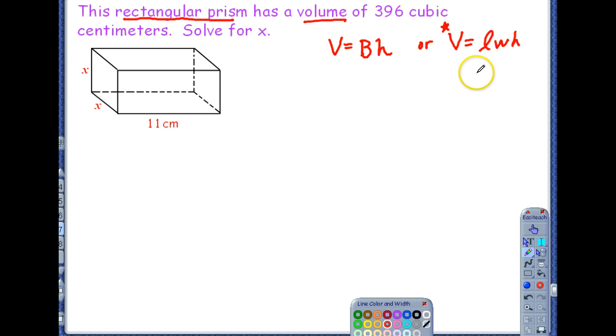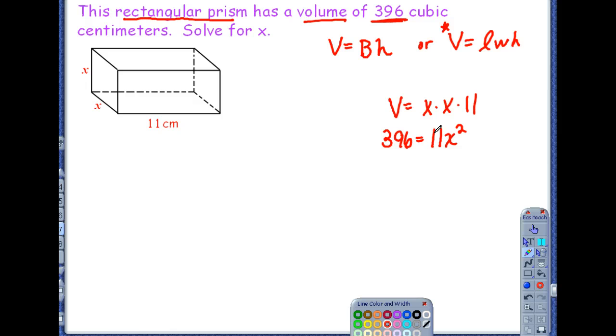So basically, since it's a rectangular prism, length, width, and height are some of your edges. Right. So what would I multiply together? The x times the x times the 11. And we know the volume was 396. So I'm going to put 396 equals, let's simplify this over here. So 11, and I know x times x would be x squared. Not 2x. Yeah.